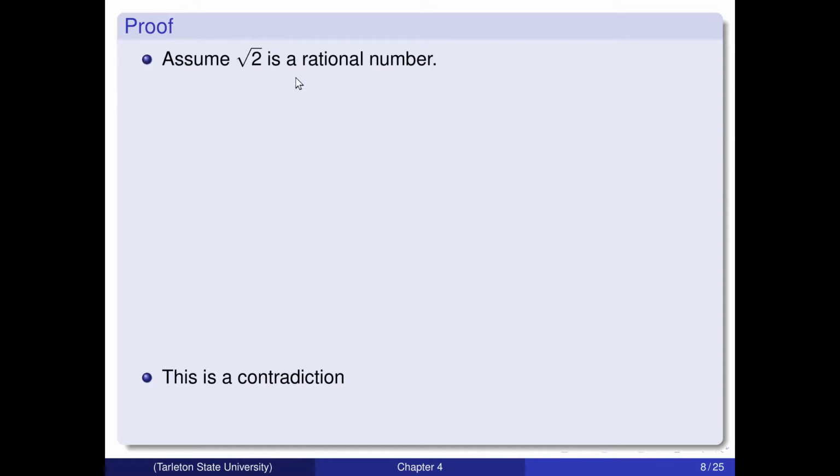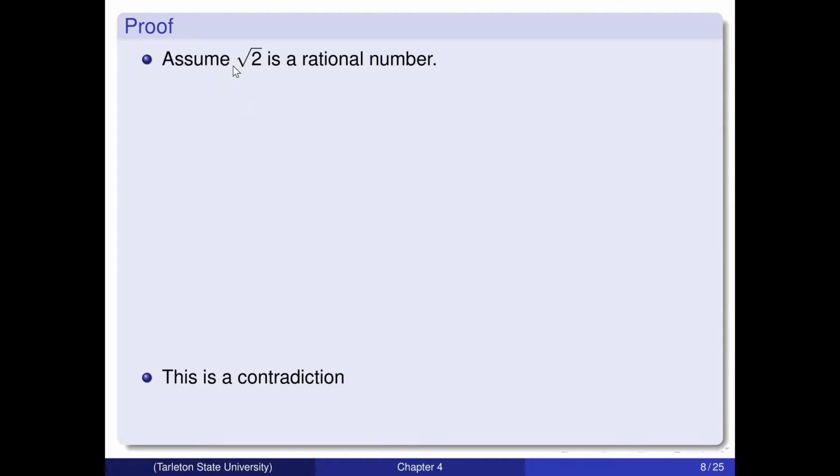So again, this is the template. We're going to start off by assuming radical 2 is rational, and eventually we're going to get a contradiction, and that will actually prove that our original assumption is false, so the square root of 2 actually has to be irrational. But let's just jump into this.